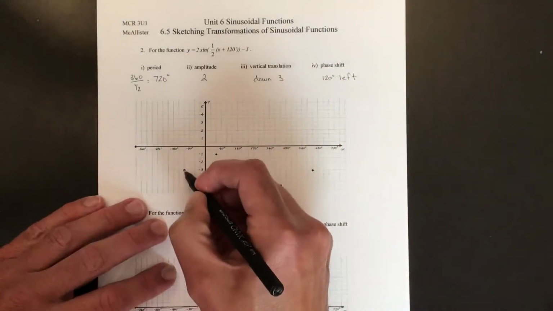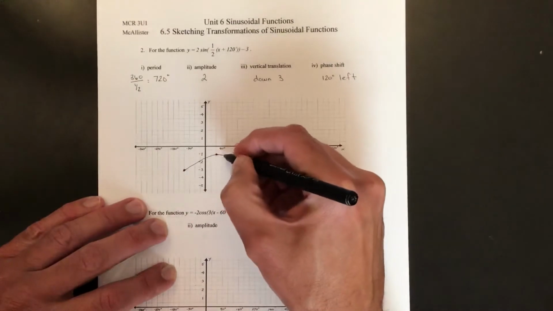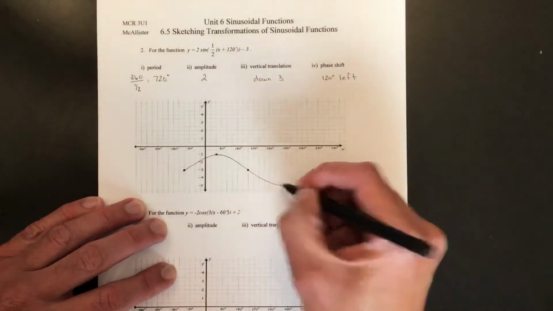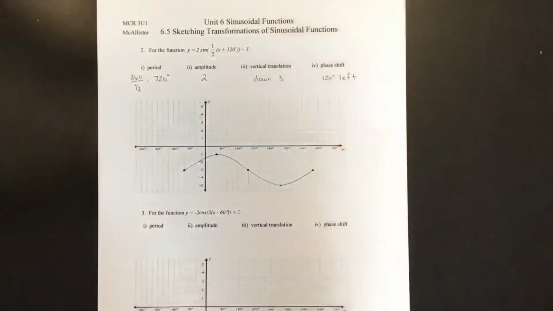There's my 5 points, and I can connect them with some freehand, and there we go. And there's our graph.